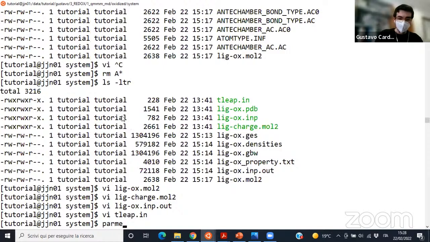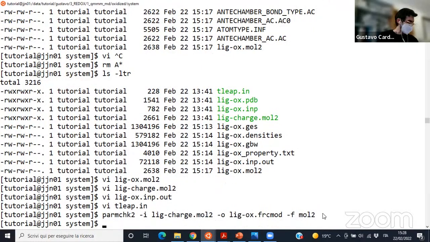So parmchk2, -i. Remember, we have this, where is it? So lig-charge.mol2, -o. The output is going to be called lig-ox.frcmod, and -f is the format of the input file, which is mol2. Okay, so no errors, nothing, and let's see what we got.